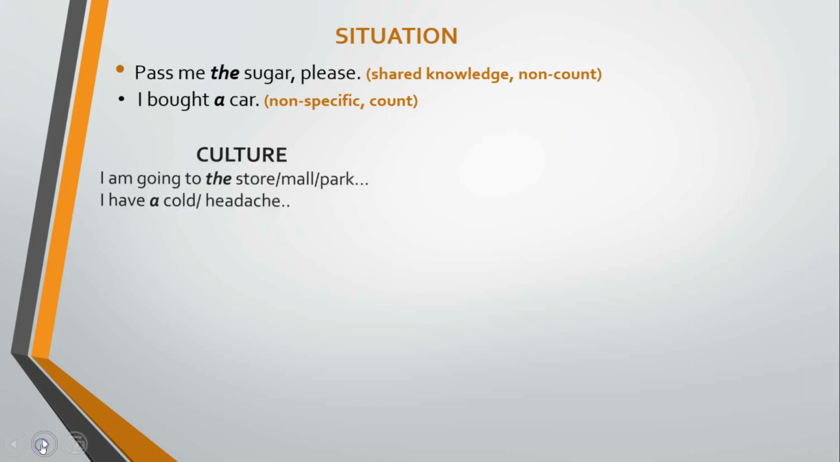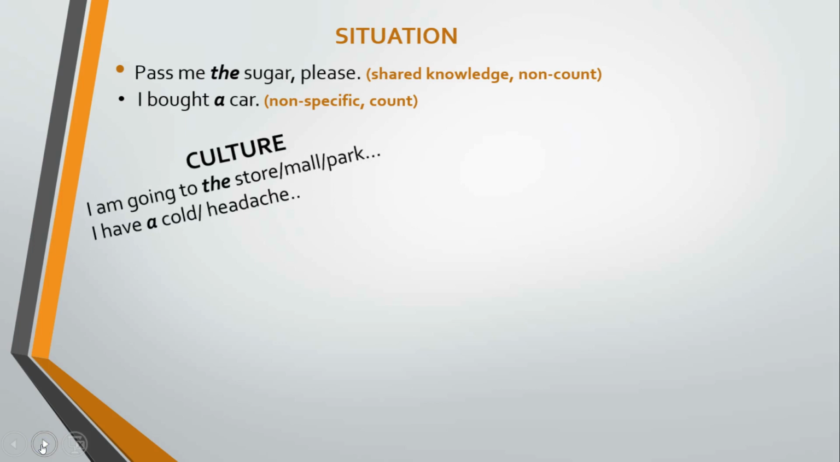Okay. You can also use the articles the and a in the English language. Let's say I want to say I'm going to the store, or I'm going to the mall, I'm going to the park. So these are cultural things, and they always go together. Also, if you say I have a cold or I have a headache, they might be different types of cold, and I'm not trying to specify which one, therefore I say I have a cold.